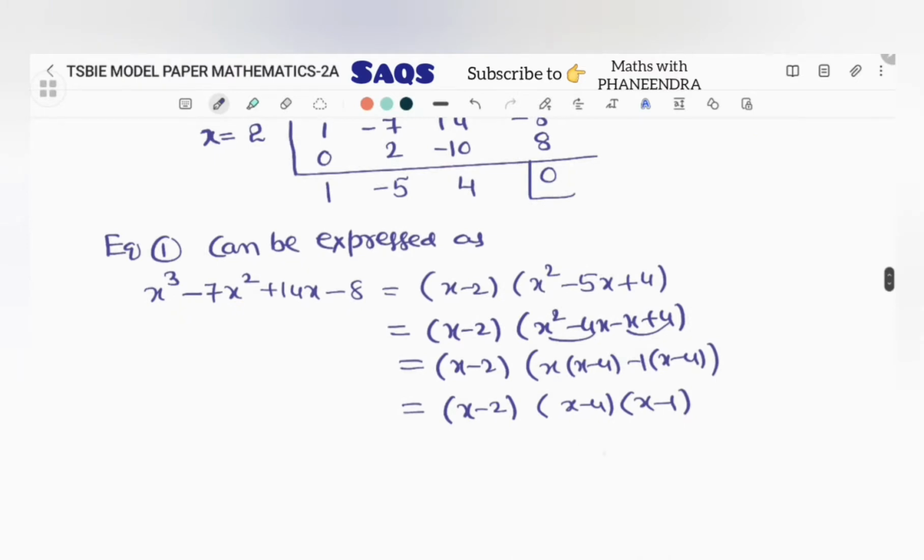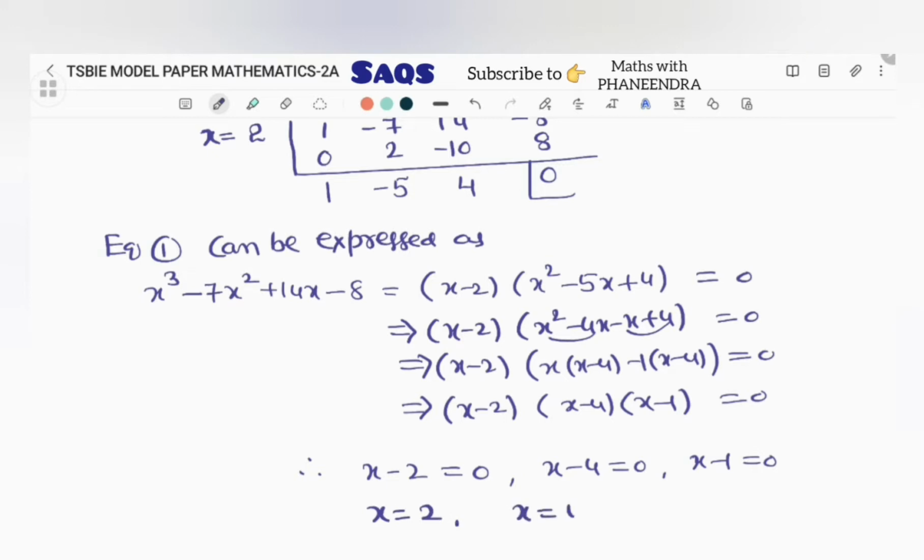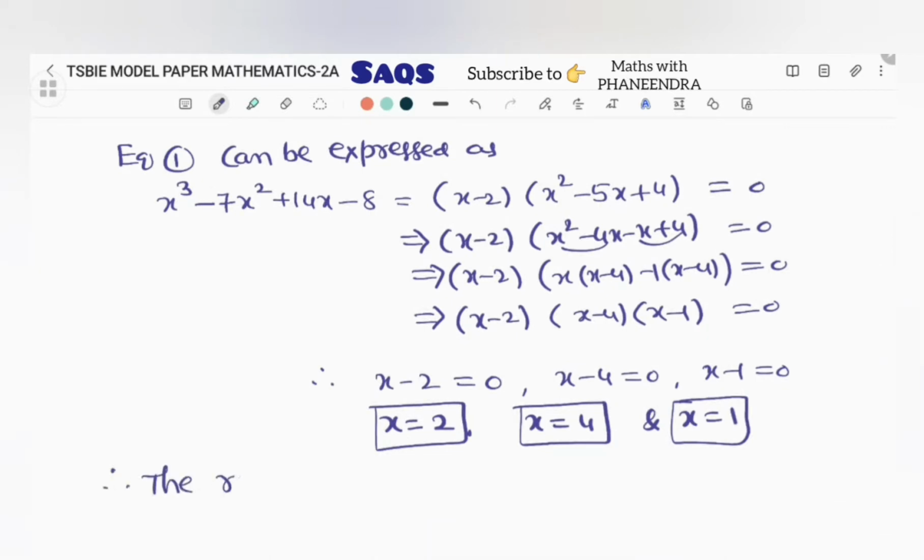So this cubic equation is expressed as the product of 3 factors, therefore we can equate each factor to 0, polynomial only, no? Therefore x minus 2 equal to 0, x minus 4 equal to 0, x minus 1 is equal to 0. Therefore x is equal to 2, x is equal to 4 and x is equal to 1. So this is the way we get the roots. Therefore the roots of the given equation are 1, 2 and 4. We'll move to the next question.